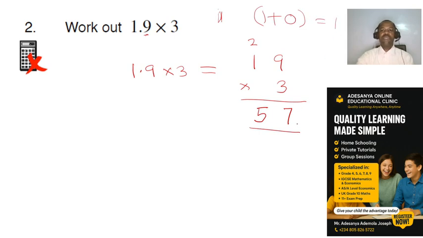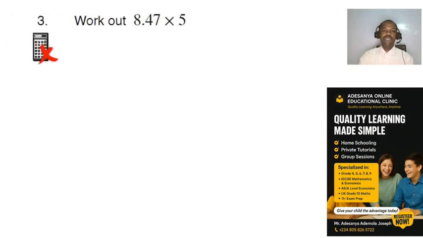So what does that mean? You start counting from the back, and then after this 7, you put your decimal point there. So the final answer is 5.7. All right, as you can see, 5.7 is the correct answer. So we'll move on to the third one.